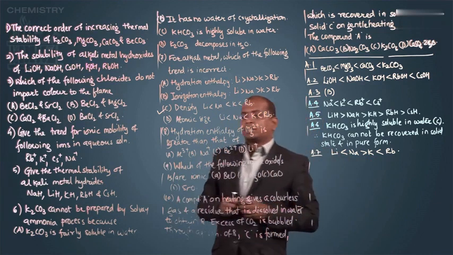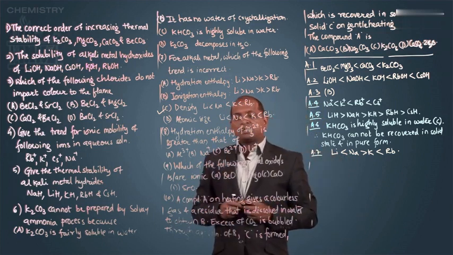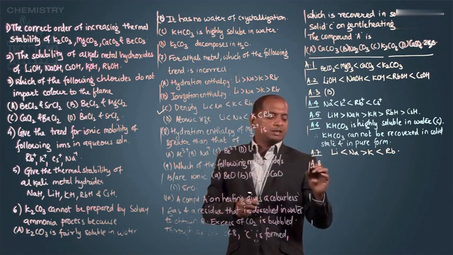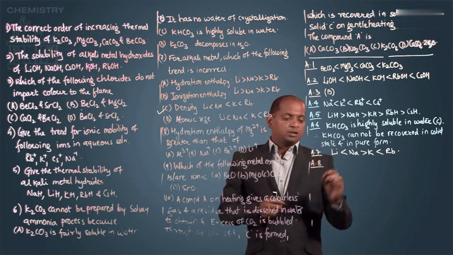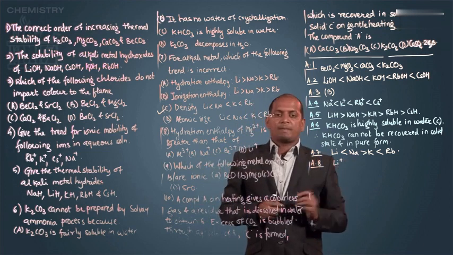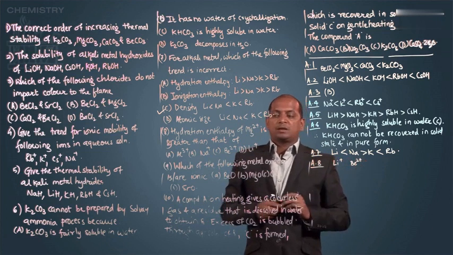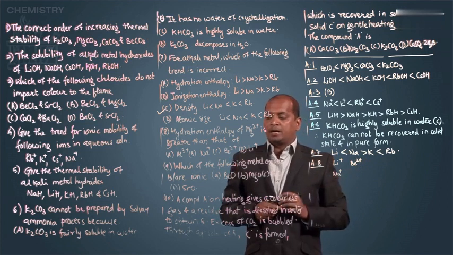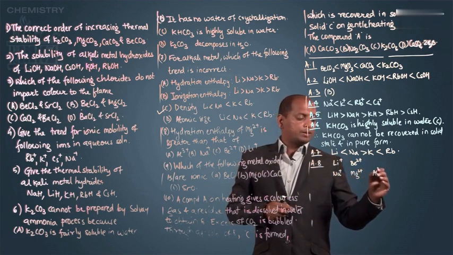Okay. Next one. Hydration enthalpy of Mg2+ is greater than that of... Now let us consider the position of magnesium along with these ions. So here we have Li+, then we have Be2+, okay, then we have Na+ here, and if we consider, magnesium is over here and aluminium is over here.